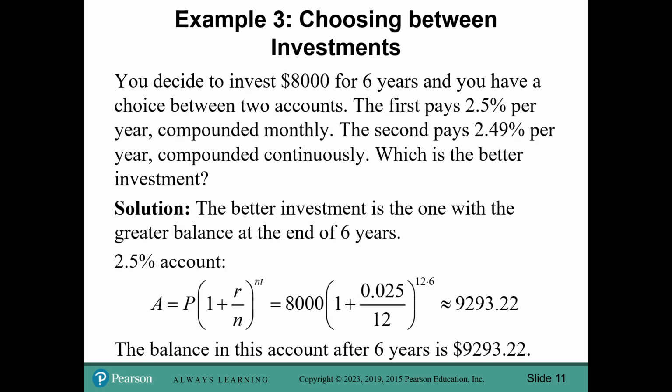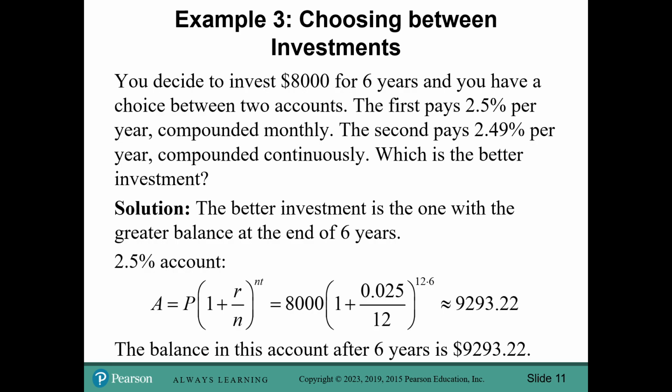All right, so let's look at example 3, choosing between investments. You decide to invest $8,000 for 6 years, and you have a choice between 2 accounts. The first pays 2.5% per year compounded monthly. So that's 12 times a year, right? The second pays 2.49% per year compounded continuously. Which is the better investment? Now, the better investment is going to be the one with the higher balance at the end of the 6 years. I think we can all agree on that, right? So we want the most money after that period of time.